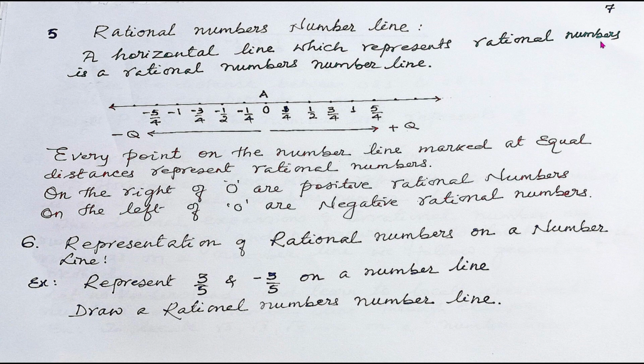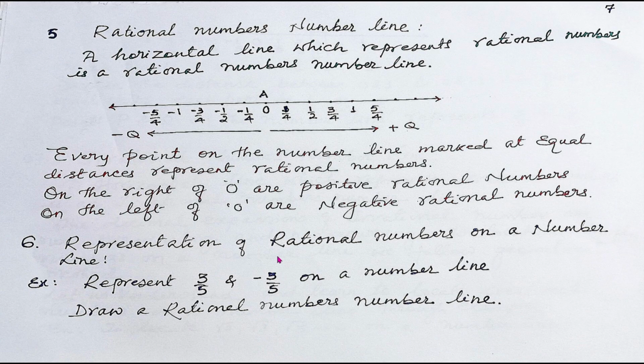The next important study is about rational numbers number line. A horizontal line which represents rational numbers is a rational numbers number line. So we have a horizontal line here, and the rational numbers are represented on this line, and therefore it is a rational numbers number line. Towards the right of 0 are the positive rational numbers, to the left of 0 are the negative rational numbers. Every point on the number line marked at equal distances represents rational numbers.